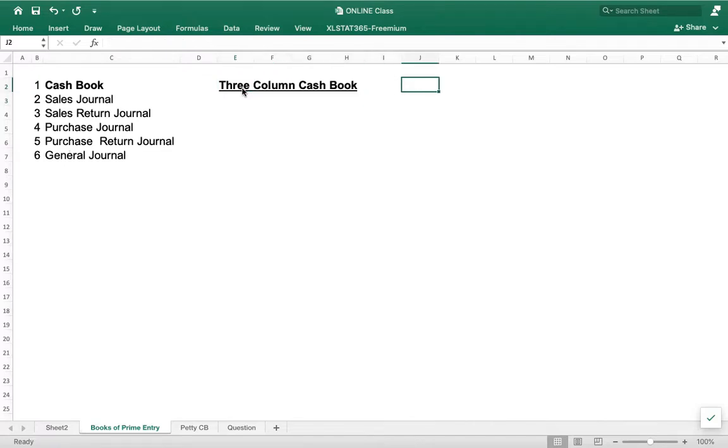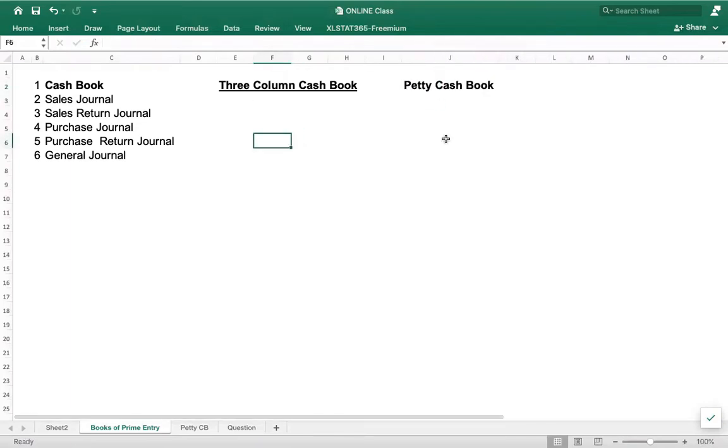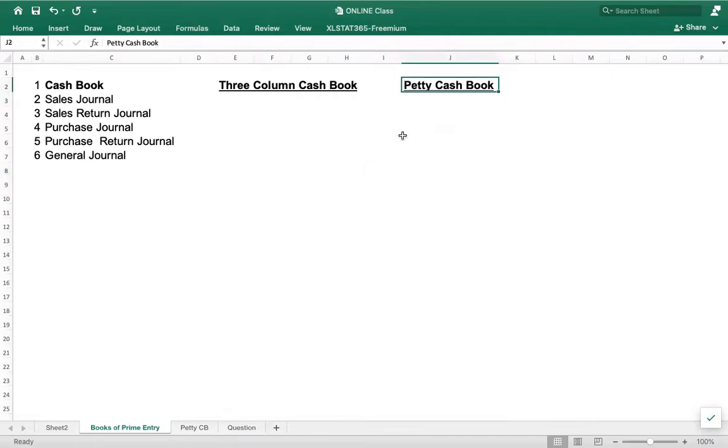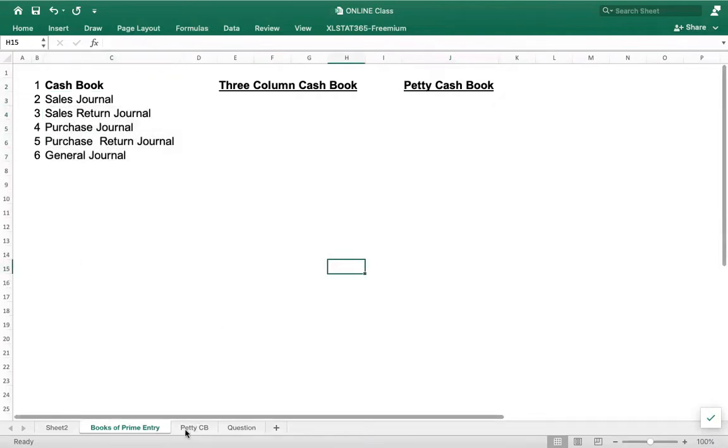Today we are going to discuss the petty cash book. We will discuss what a petty cash book is, what its use is, how it looks, and how to record transactions in it. All these we are going to discuss today, and the remaining books we will discuss later on. Is it fine?